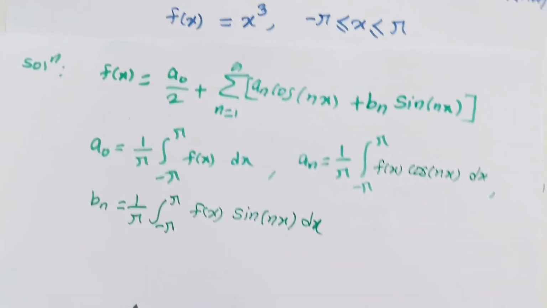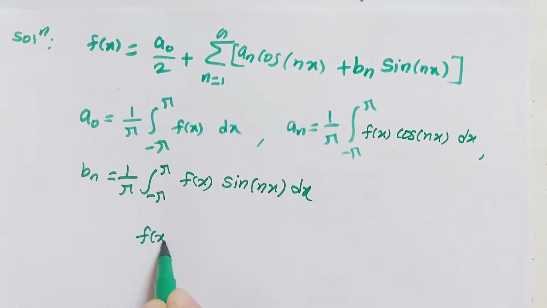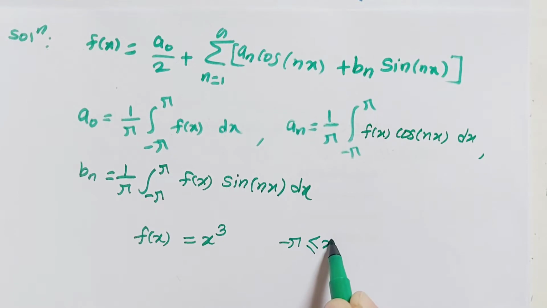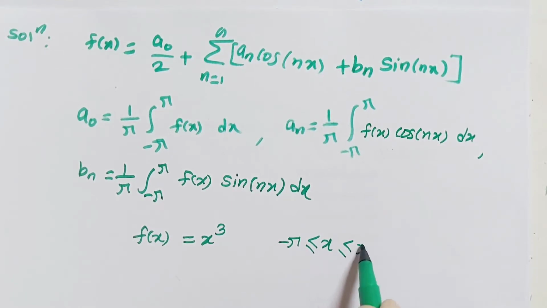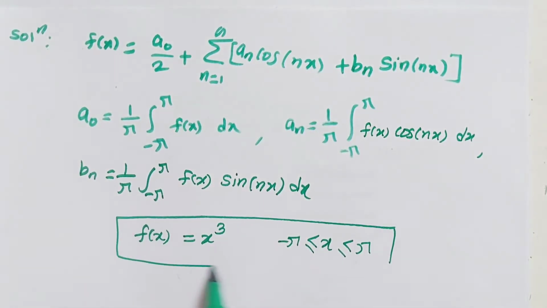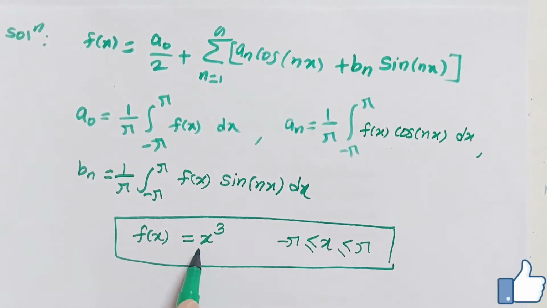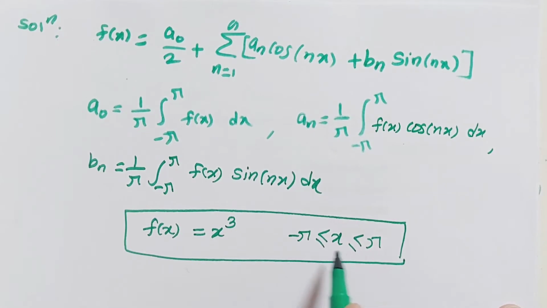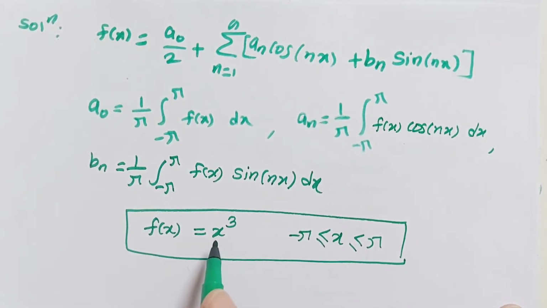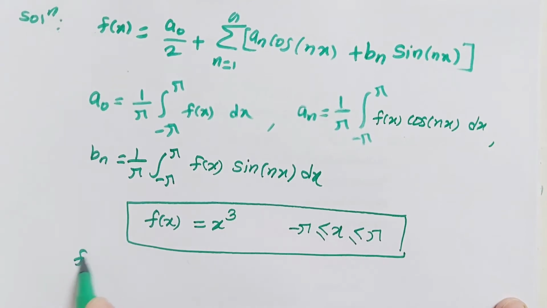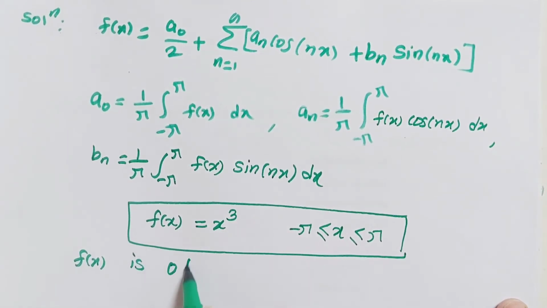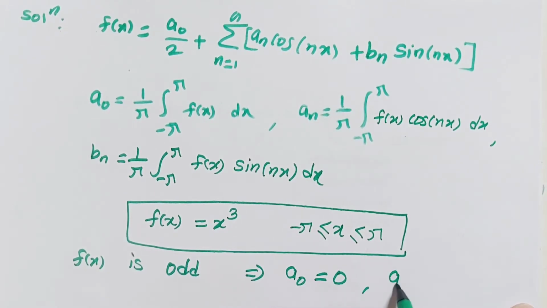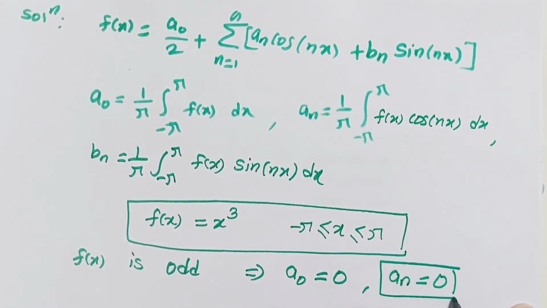But here f of x is equal to x cube, the value of our actual function f of x equals x cube in the interval minus pi less than or equal to x less than or equal to pi. This is our given function, and we know that this is an odd function because the power of x is 3 and the interval is minus a to a. That means in this interval, if the function is odd, so here f of x is odd, this implies the value of a0 is 0 and the value of an is also 0.